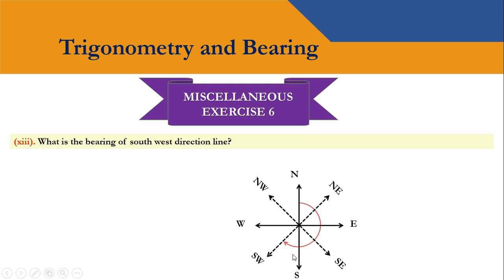So this angle is 45 degrees, and you know that from north to south the angle is 180 degrees, because they are on the same line, the supplementary angles. So 180 degrees plus 45 degrees, our answer will be equal to 225 degrees. So the correct answer is option C.